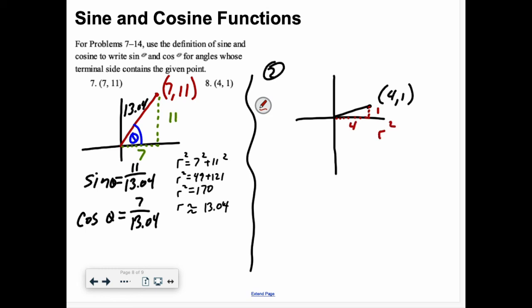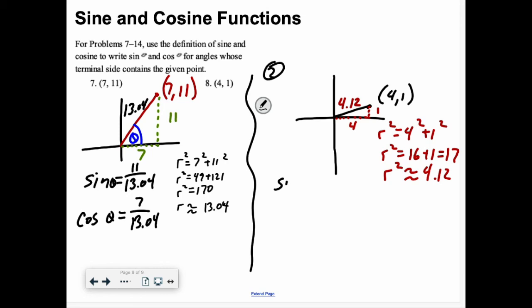And I can say r squared is equal to 4 squared plus 1 squared. R squared is equal to 16 plus 1, so 17. So that means r is about equal to 4 point some nonsense. I know, that was very, very exact of me. 4.12. You might be asking, but how do I know where to round to? I don't mind where you round to here, as long as you include a few good decimals, then you're good.